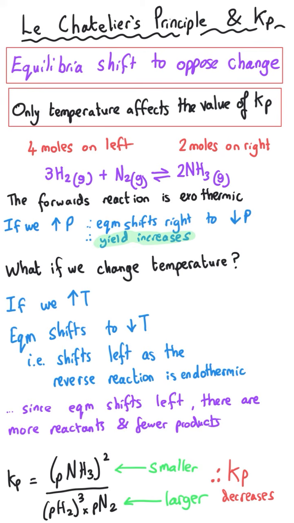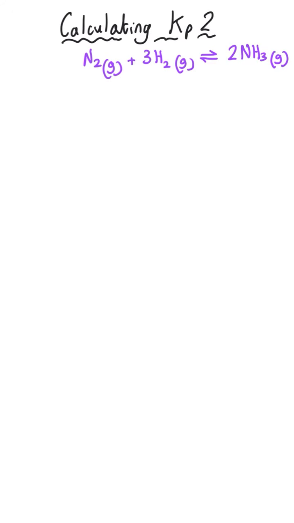This would obviously be the opposite if we had any endothermic process. Raising the temperature would shift equilibrium to the right-hand side, more products, higher partial pressure of the products, therefore larger Kp as a result.